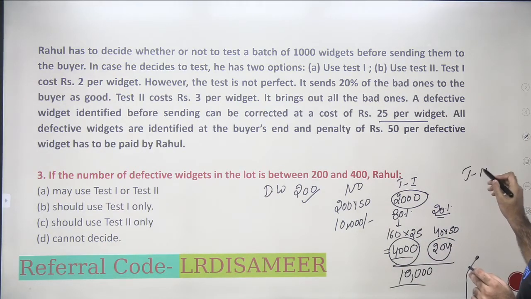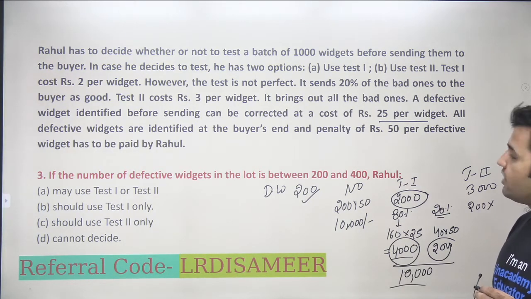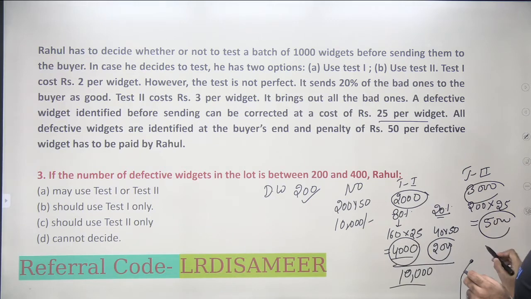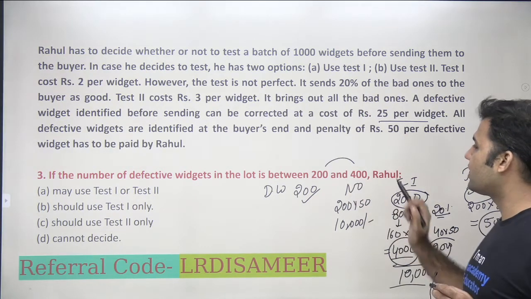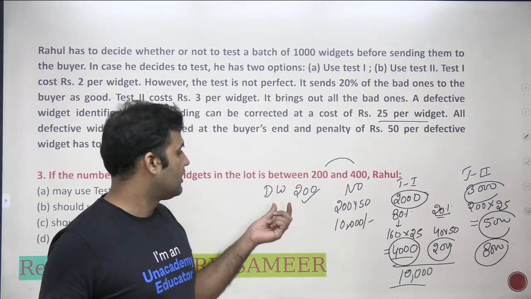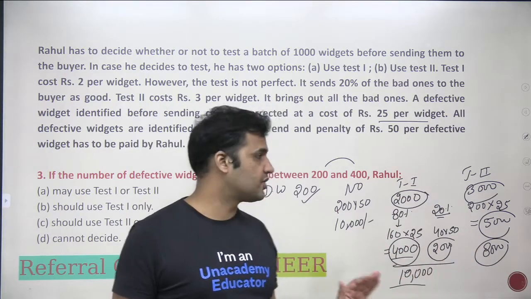If you go for test 2, then he'll be spending 3,000 on testing, and on all 200 defective widgets, he will be spending 25 rupees correction cost. 25 into 200 is 5,000, right? So total money that he's spending here is 8,000. You see that? When the lot is between 200 and 400, which option is the best option, right? See, at 200, no testing and test 1 have the same cost, but test 2 has less cost.